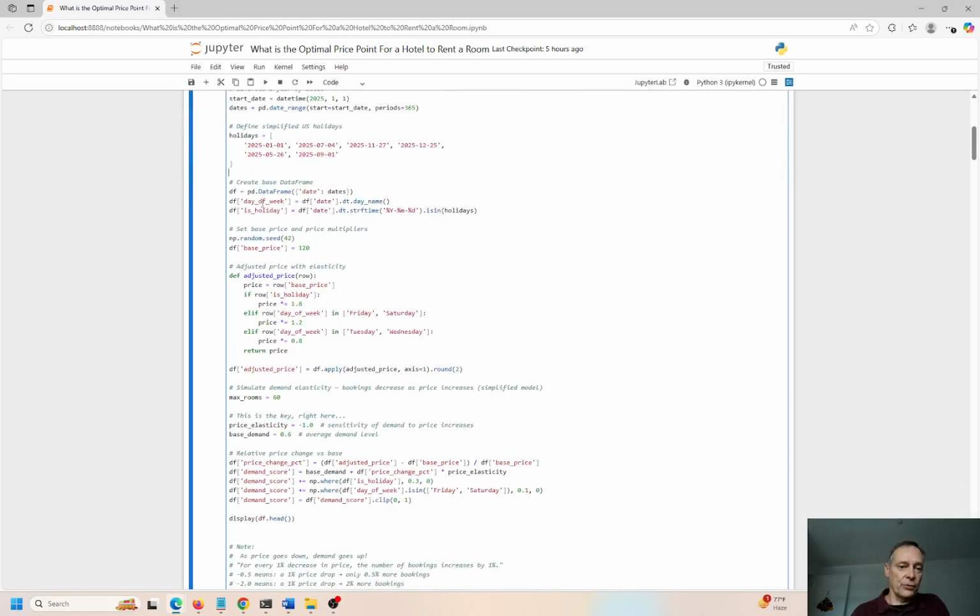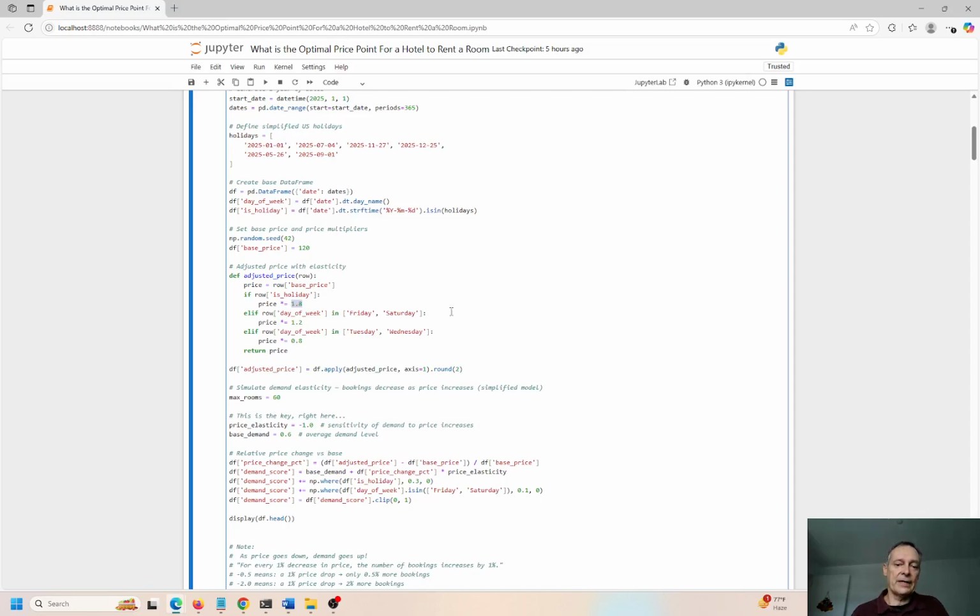So the overall demand is going to be based on the day of the week and whether or not it is a holiday. So we have to flag these as holiday or day of the week or weekend, okay? So if it's a base price, if it's a holiday, it's price times 1.8. We can actually bump it up a little bit.